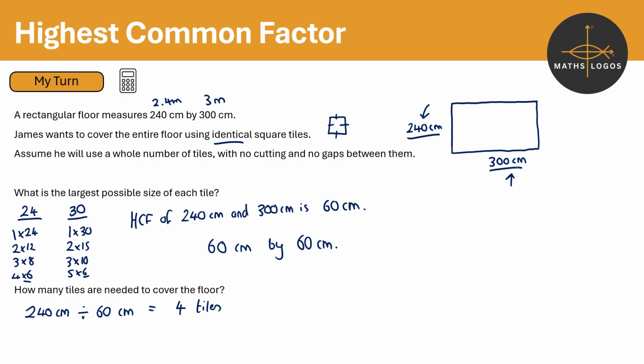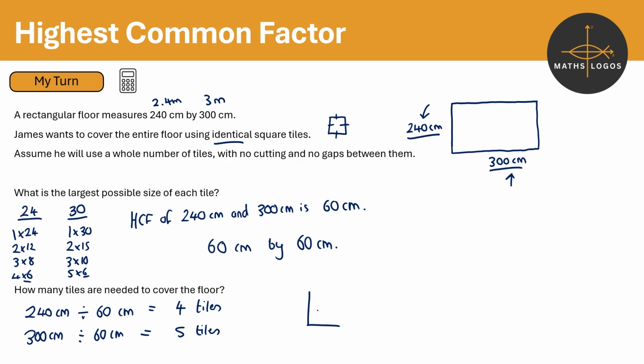And then we'll look at the length over here, which is the 300. And we'll take our 300 and we'll also divide that by 60. So how many tiles will fit into the length? Well, 300 divided by 60 is like doing 30 divided by 6. So my answer is 5 tiles.